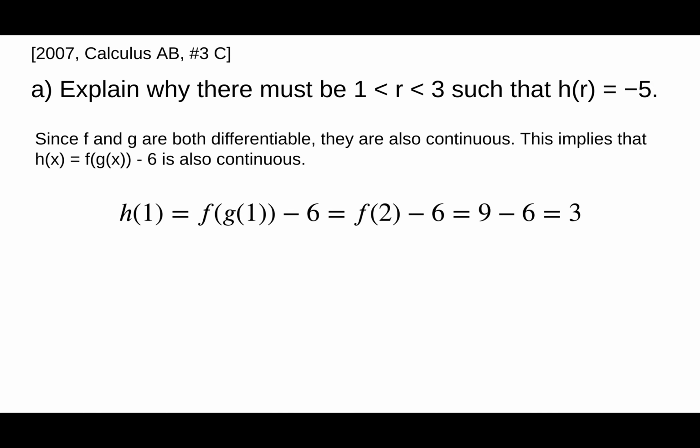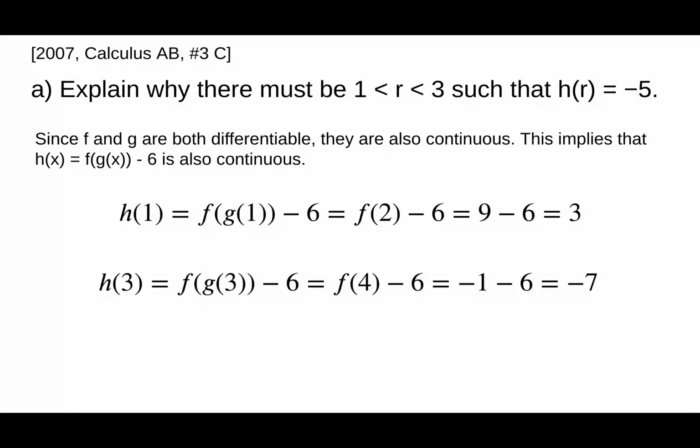Right? So we calculate h of 1. H of 1 is f of g of 1 minus 6. From the table, g of 1 is 2, so we take f of 2 minus 6. F of 2 is 9. 9 minus 6 is 3. So h of 1 is equal to 3.